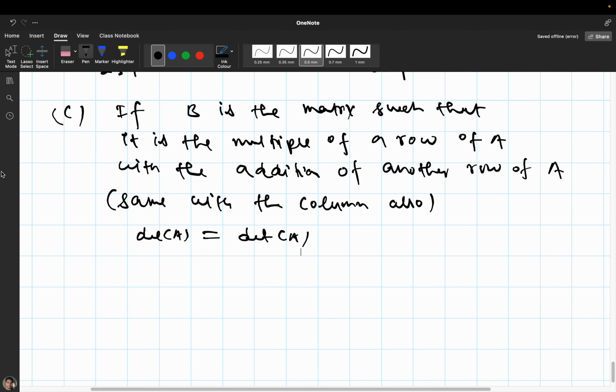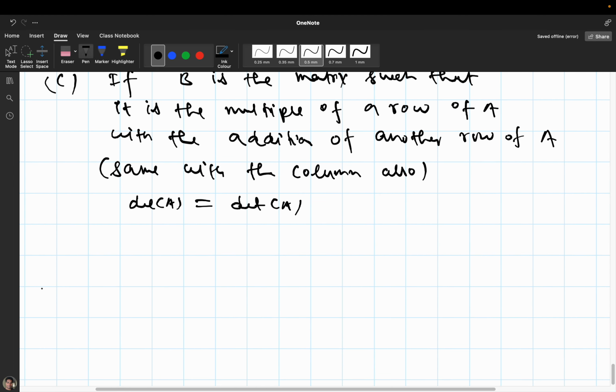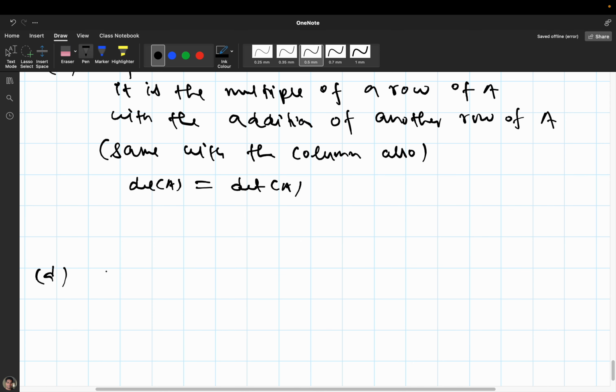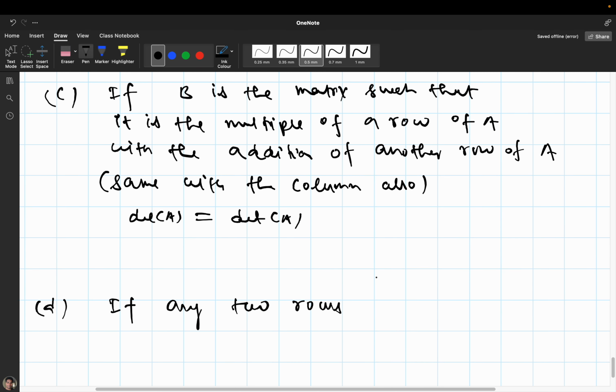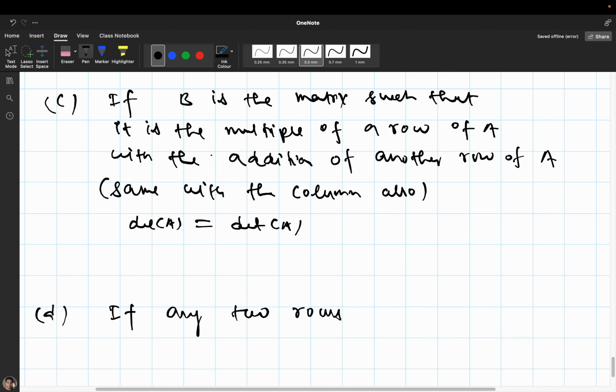We will prove this. We will prove this using this property. Actually, I used this property earlier. If any two, Sir, it should be determinant of A equals determinant of B. Oh yeah.